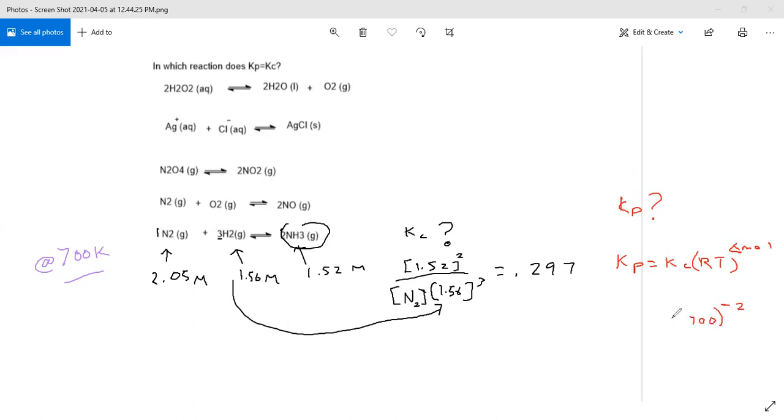One thing you have to know is that your temperature does have to be in Kelvin because the R has Kelvin somewhere in its units. I have to double check. So just make sure it's in Kelvin. And then Kc is going to be our 0.297. And you just solve for Kp.